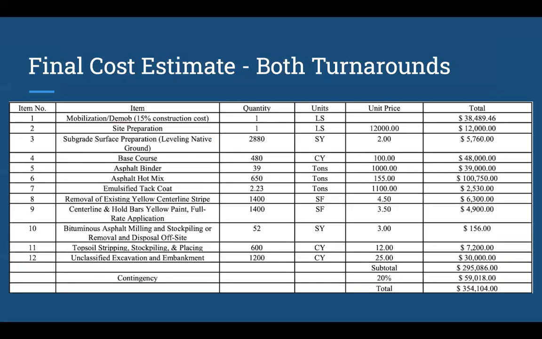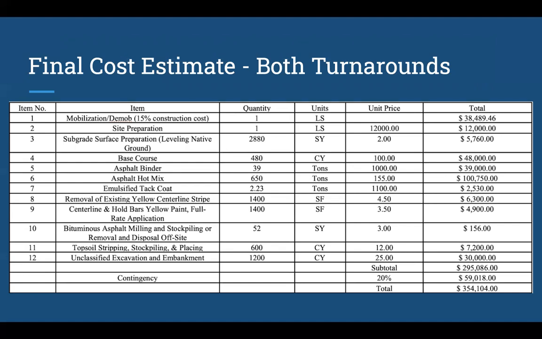So this is just an overview of our final cost estimate for both those turnarounds that this project is going to entail. So just a couple things to point out. Item number 1 is mobilization and demobilization. Typically it's 10% of the construction cost, but for our project it'll be 15% because the lighting will be involved in that, which is just the cost for moving those reflectors to 10 feet away from the new pavement.